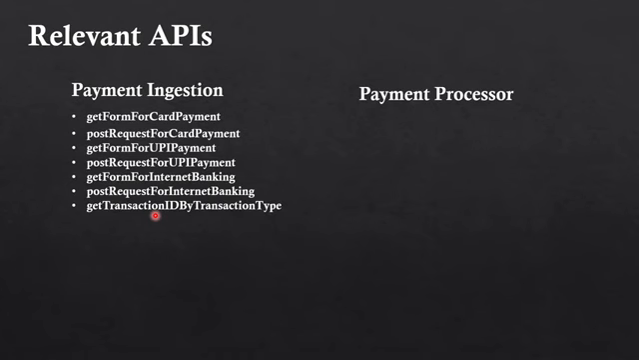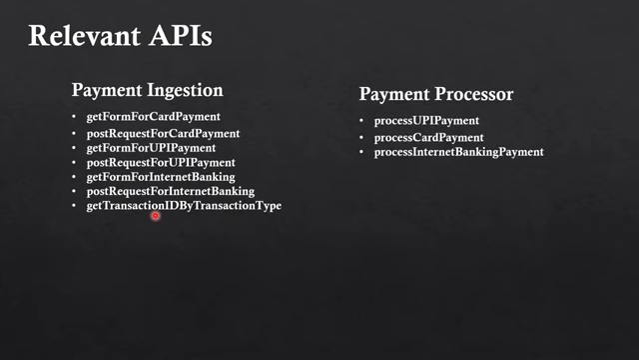Now for the payment processor, the first will be to process the UPI payment. This can be a simple microservice. Similar to that, you can have a process for card payment and for internet banking payment. Then you can have a service for retry on failure, for when there is a failure in any one of these transactions. And finally, you get the ISO message for your given XML or JSON message. So all those things will be part of your payment gateway, and these are the relevant APIs.